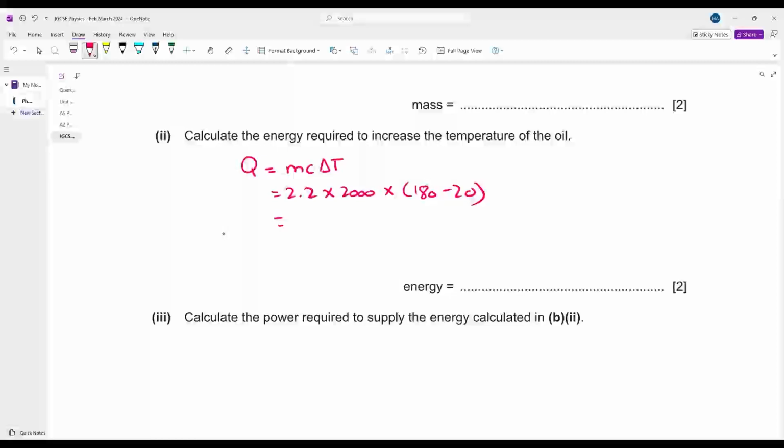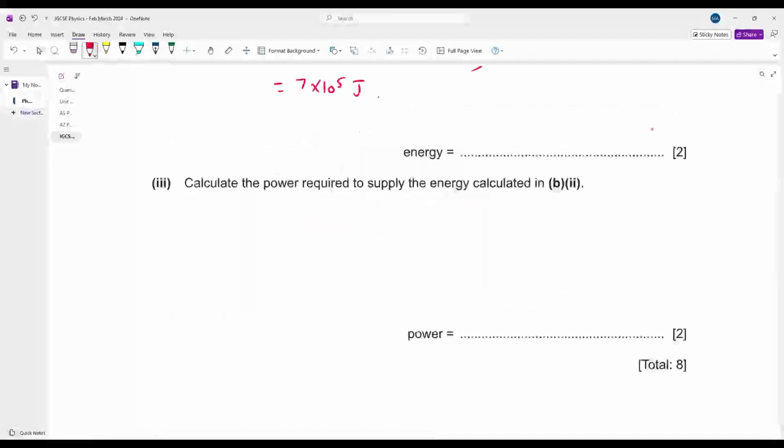What does your value of Q come out to be? 2.2 into 2000 into 160. Your answer comes out to be what? Energy का आंसर क्या आ रहा है? The answer for energy comes out to be 7 into 10 raised to the power of 5 joules. Simple. Let's further move ahead.